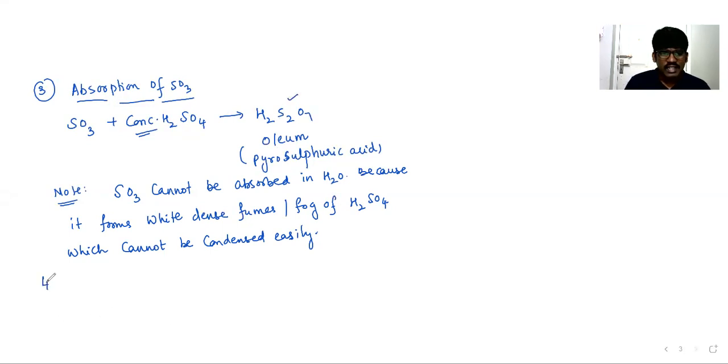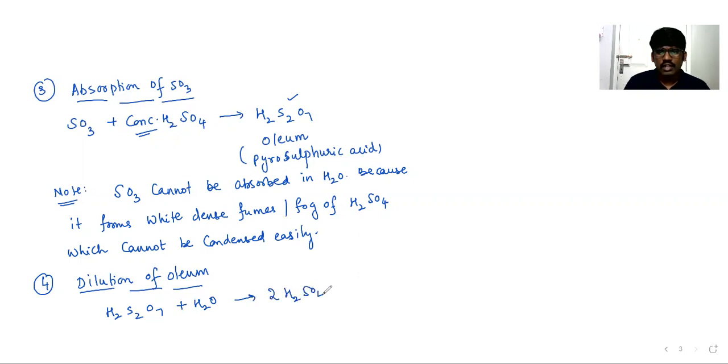And then as a last step, what will happen? Dilution. We should go for dilution. Dilution of oleum should be done to get the desired concentration of sulfuric acid. H2S2O7, whenever it reacts with water, forms H2SO4 of the desired concentration, however much concentration you require. The desired concentration can be obtained by dilution of the oleum. In this way, we can manufacture sulfuric acid, right?